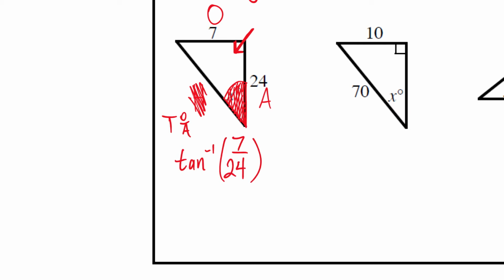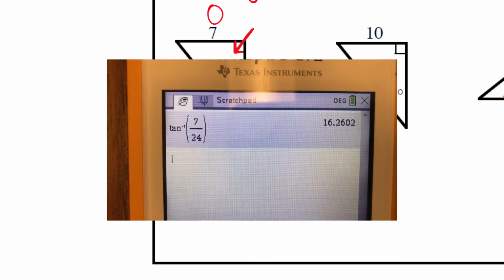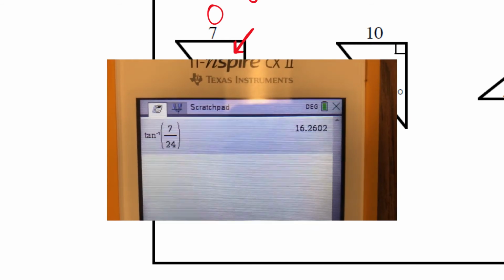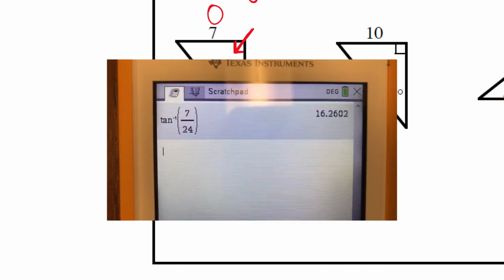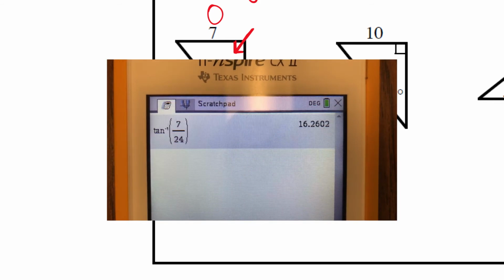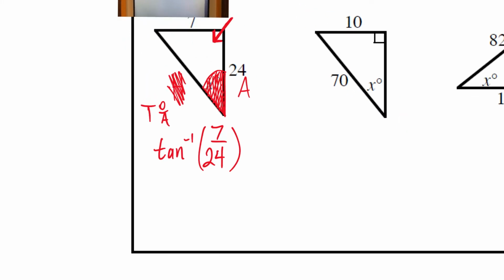All right. So go ahead and type that in your calculator. So we type that in, tan inverse of 7 over 24. It gives you 16.26. The way we're going to round is to the nearest tenth, so just one place after the decimal. So we're going to make it 16.3. So we're going to say 16.3 degrees.